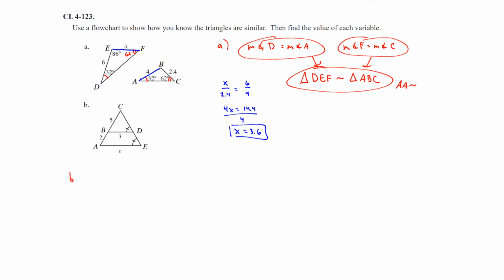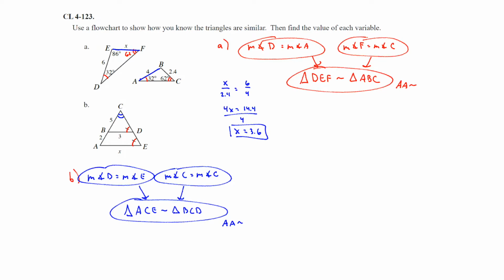Now let's look at B. So we're looking at this triangle compared to the bigger triangle here. So those are the two triangles. If you want to separate them, you can, so you can look at both of them. Angle D and angle E are congruent. We also know that angle C, it's the same in both triangles, so it's congruent to itself. So once again, angle-angle similarity, we know that the triangles are similar. So let's go ahead and create our flowchart.